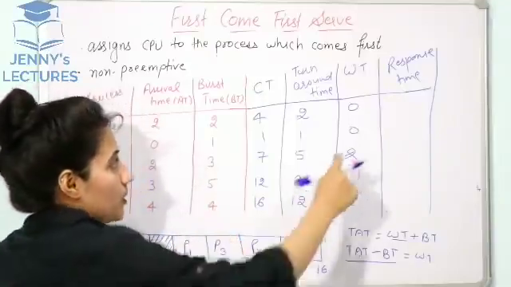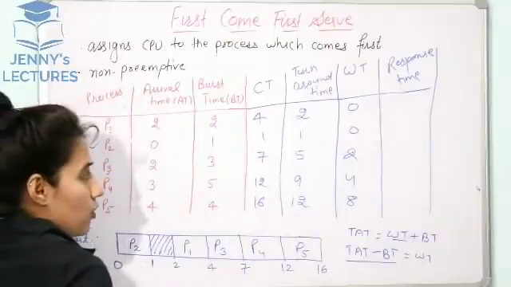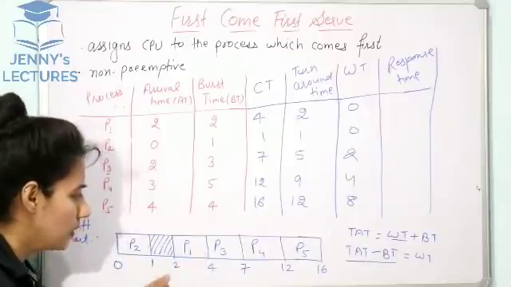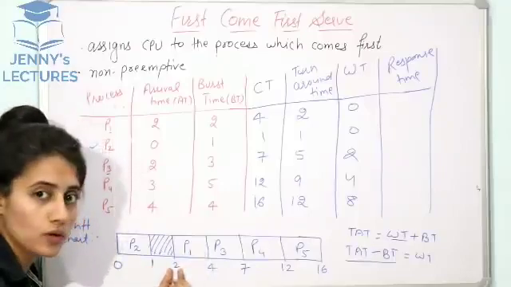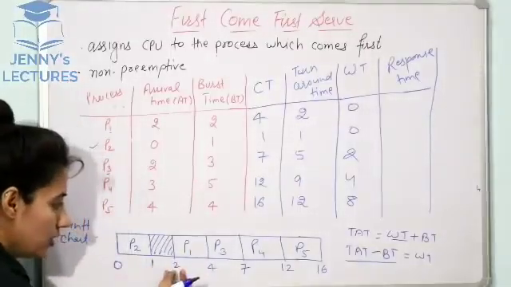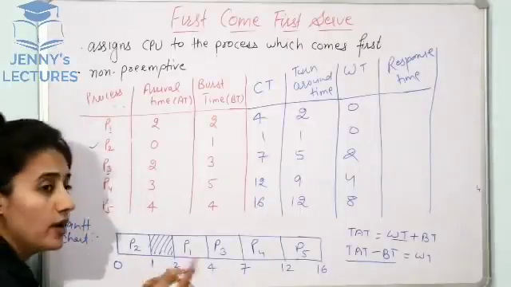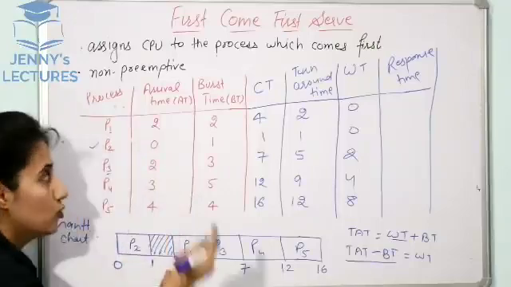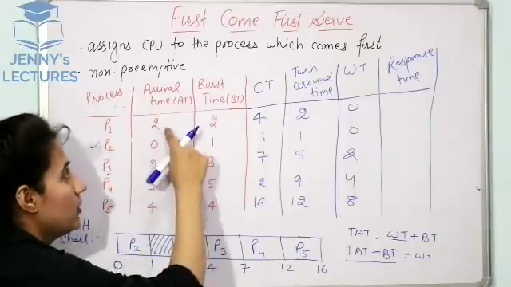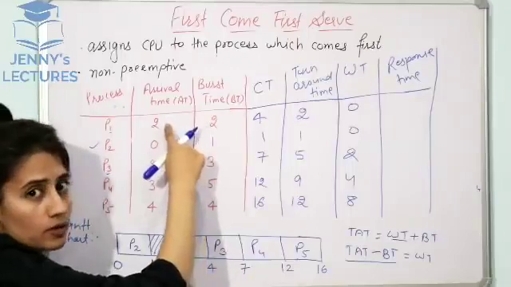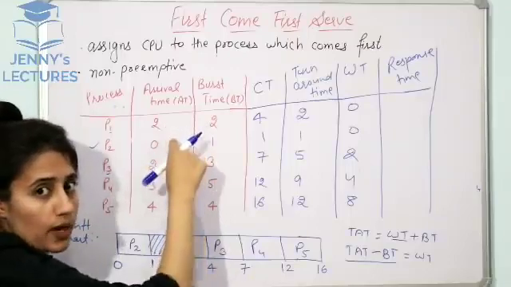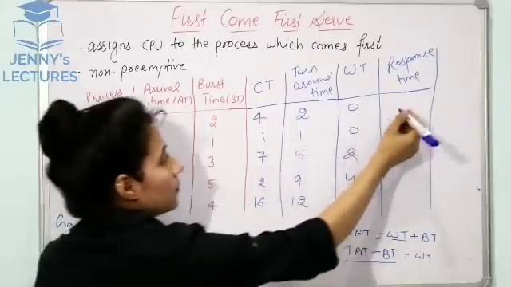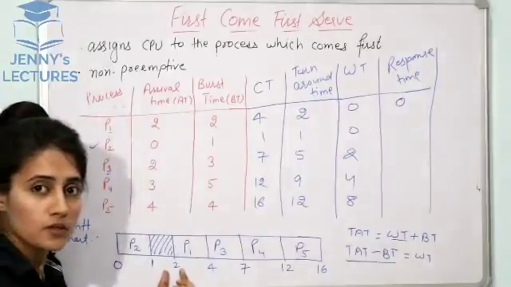Okay, so check out what the response time is. For P1, at what time is the CPU allocated to P1? At time 2. First time at time 2. And the arrival time of P1 is 2. So it means whenever this process comes in the ready queue, at that time only the CPU has been allocated to that process. Means 2 minus 2, that is 0 only. So response time is 0.